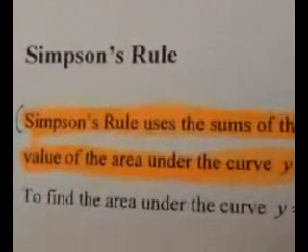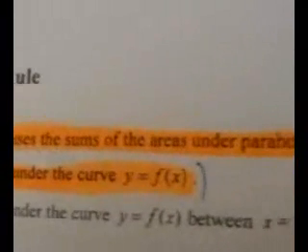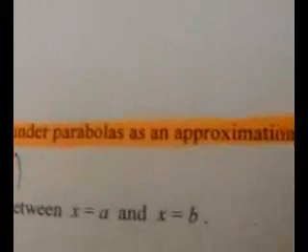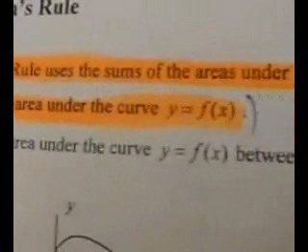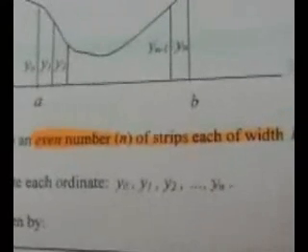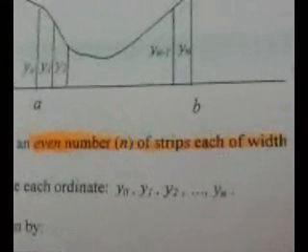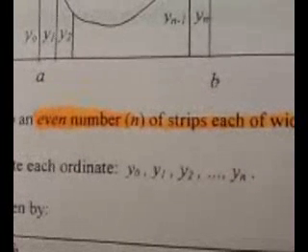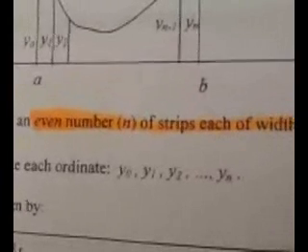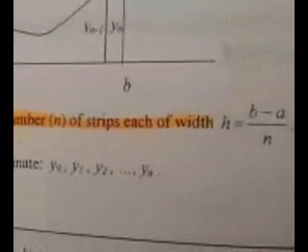Okay, so this is the characteristic of Simpson's rule. Simpson's rule uses the sums of the areas under the parabolas as an approximation for the value of the area under the curve y equals f(x). Another part of the characteristic of Simpson's rule is that it uses an even number of strips for the width.